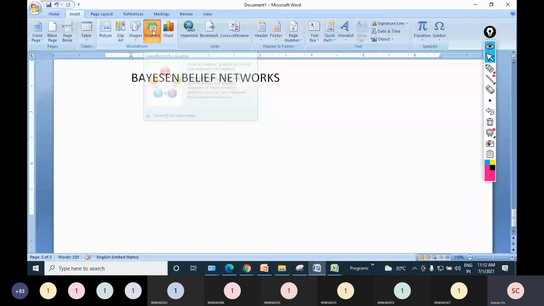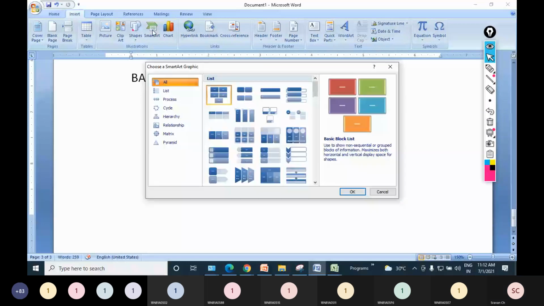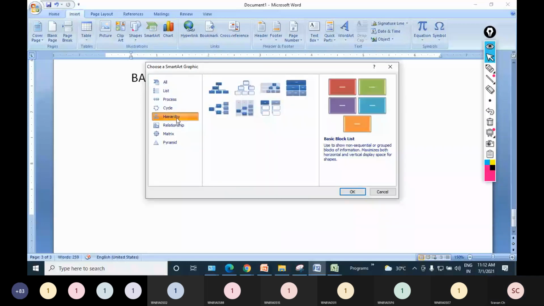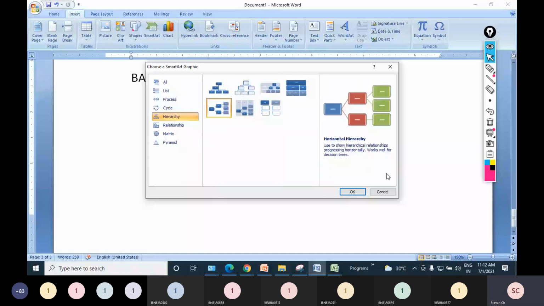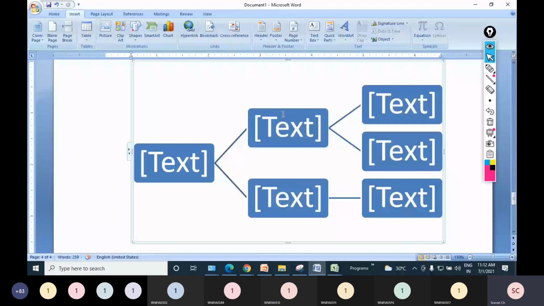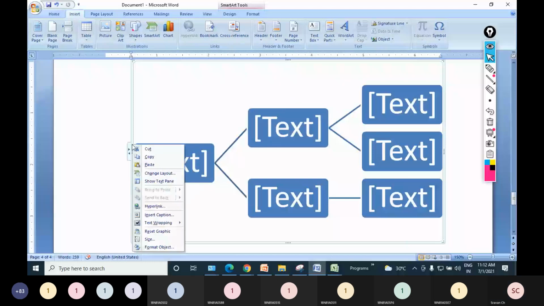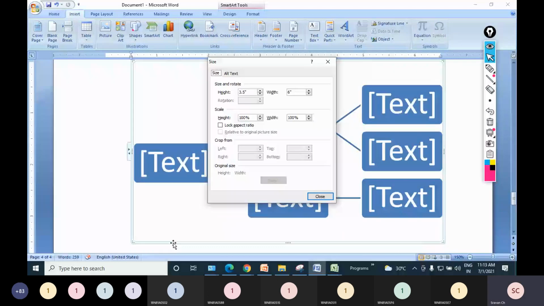So one second. I'll see, can I rotate this? I think I can rotate it, fine.